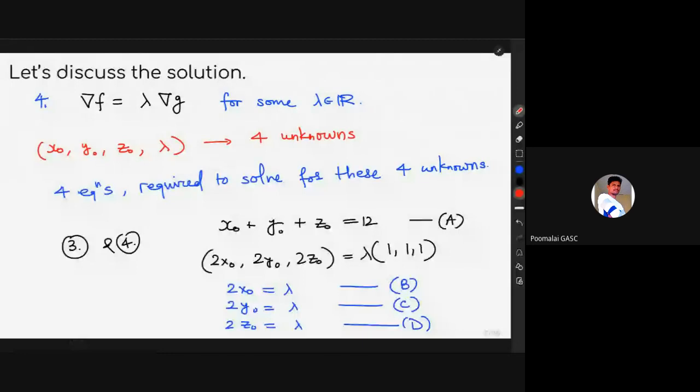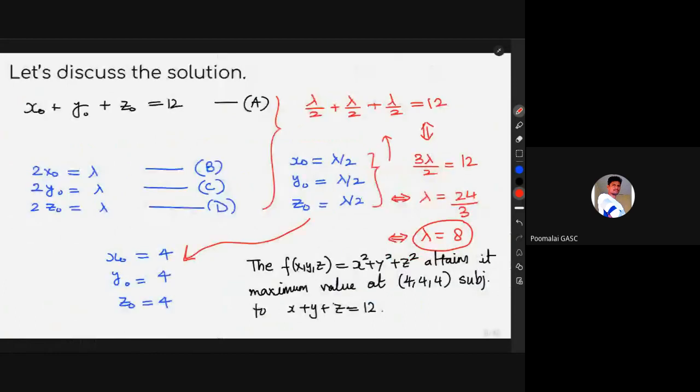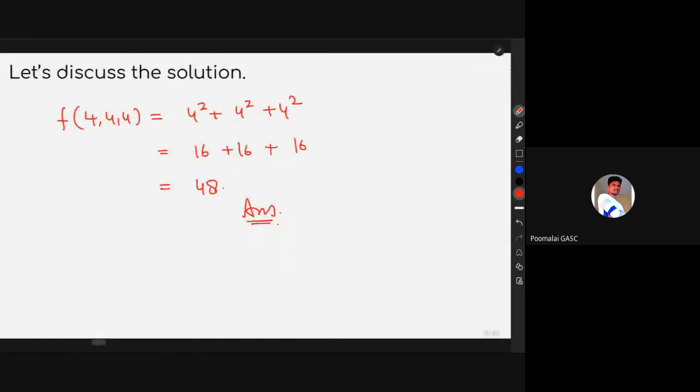I think you have seen me discussing this thing, so I will skip that. Now from these 4 equations, I just replace values of x naught, y naught in the equation A to get the values x naught, y naught, z naught. And once I get the point where it attains the maximum, satisfying the constraint, I evaluate the value. So this is the solution.